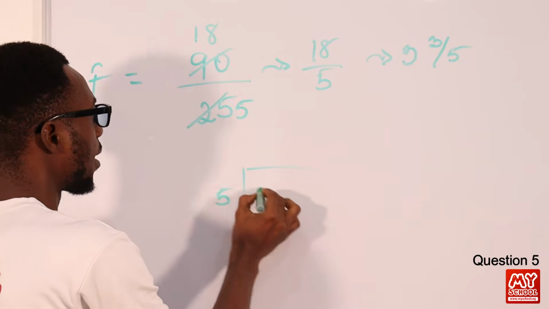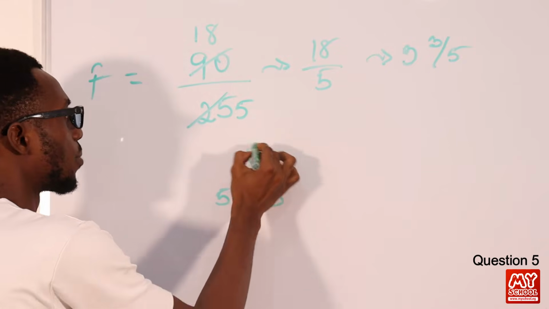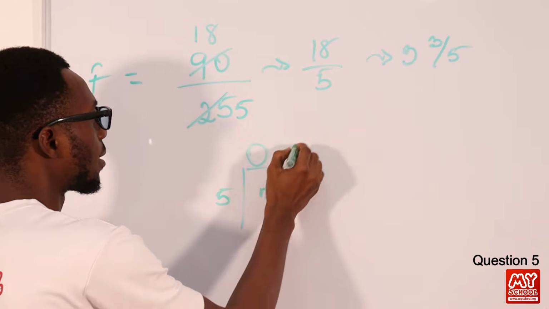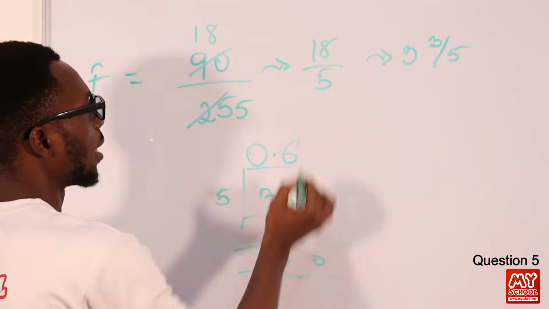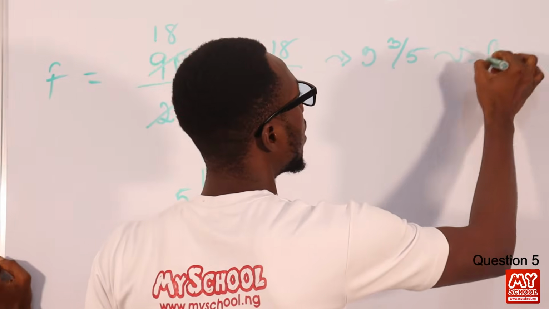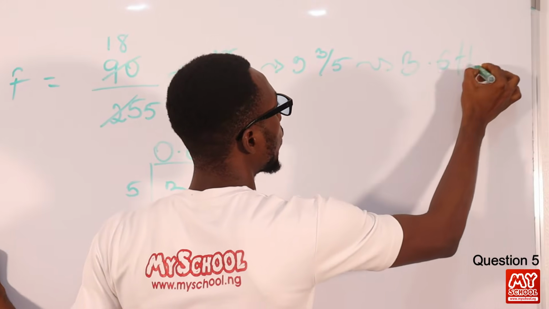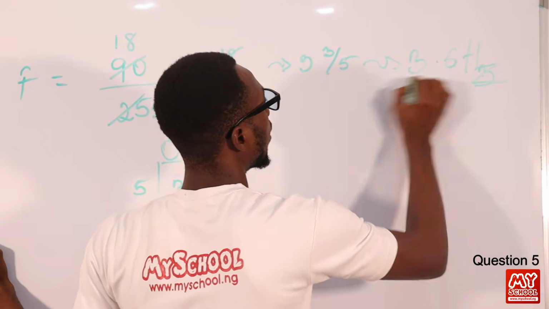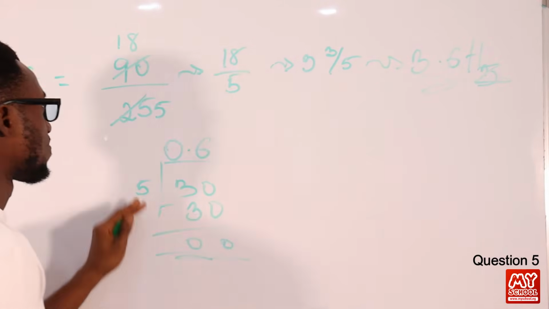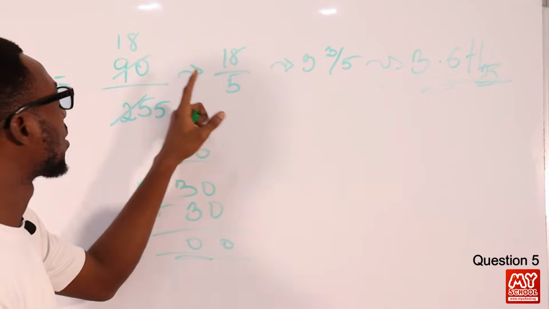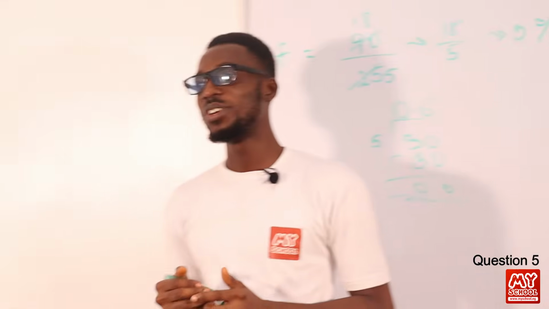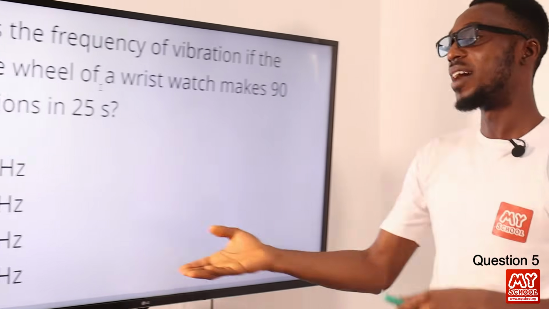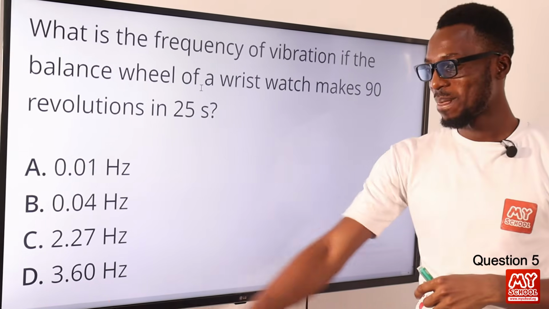Okay, I have 5 outside 3. 5 in 3, that is impossible, so put 0. 5 in 30, that is 6. 5 times 6, 30. 30 minus 30, that's 0. So that's definitely 0.6. That is 3.6. Remember, the unit for frequency is actually hertz. So you don't need to do this. Just punch your calculator. 90 divided by 25 is going to give you 3.6. So let's go back to the screen to secure 3.6 hertz. Okay, we have 3.6. So option D is the right option.